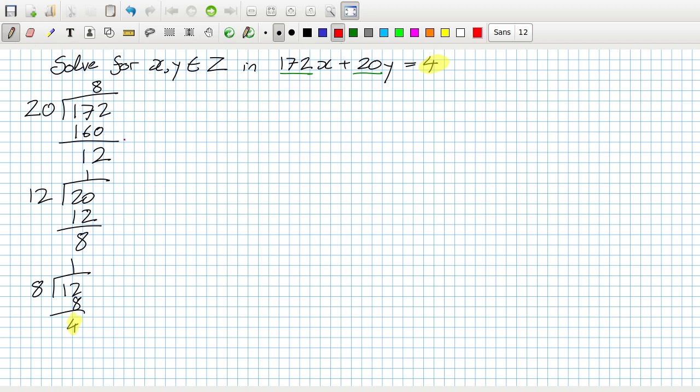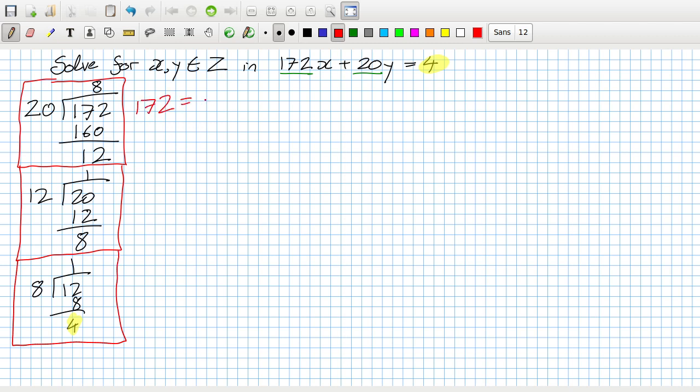What we do is we write each of these three long divisions as equations. So this we can say is 172 equals 8 times 20 plus 12. This is 20 equals 1 times 12 plus 8. And this one here is 12 equals 1 times 8 plus 4. And then we rewrite them as statements about their remainder.